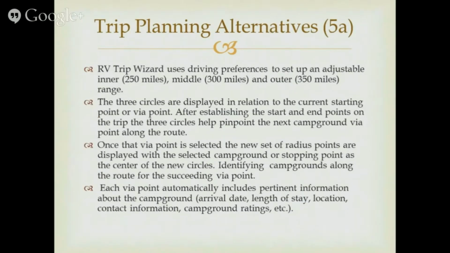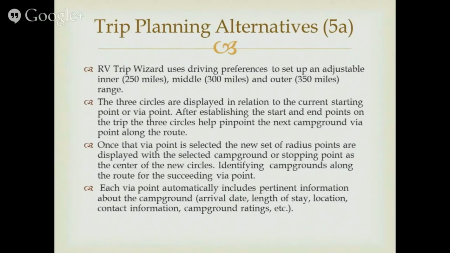RV Trip Wizard uses driving preferences to set up an adjustable inner, middle, and outer range. So what we're looking at is driving ranges, and that'll in turn generate concentric circles around your starting point or your via point in order to help you select the next point along the trip. Very useful. Once a via point is selected, the new set of radius points are displayed with a selected campground or stopping point as the center of the new circle, identifying campgrounds along the route for succeeding via points.